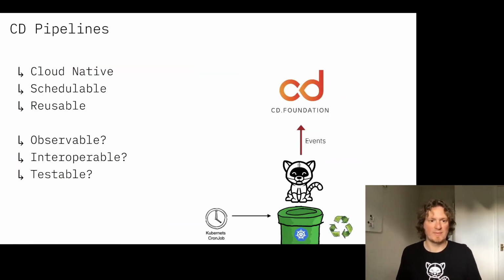So with this setup, we have cloud-native pipelines that are schedulable, reusable, because we can have multiple configuration for each of them. They're kind of observable, so we have monitoring in place, we have metrics that are generated, but we are working towards making them more properly observable. Are they interoperable? Well, this is the aim really, and we are working with the SIG, interoperability SIG from the CD Foundation, to define a shared vocabulary for events.